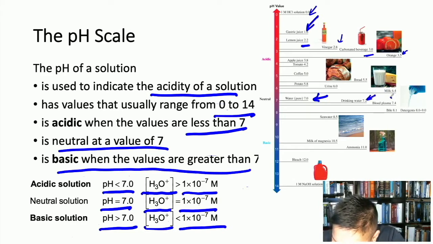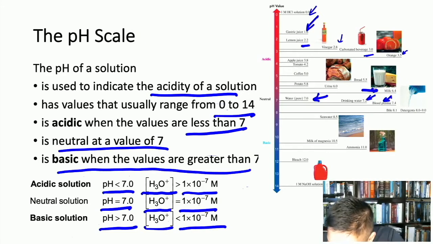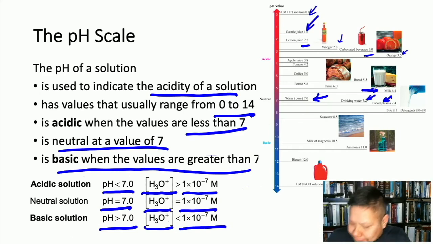Blood plasma is slightly basic as well. Oh, I forgot to say milk is slightly acidic. Why do you think it's slightly acidic? Milk has lactic acid. That's why. Water, so again, pure water is 7. Drinking water 7.2, slightly basic. Blood plasma slightly basic at 7.4.